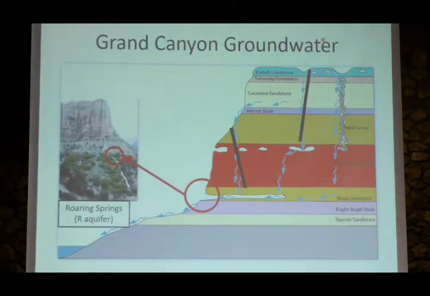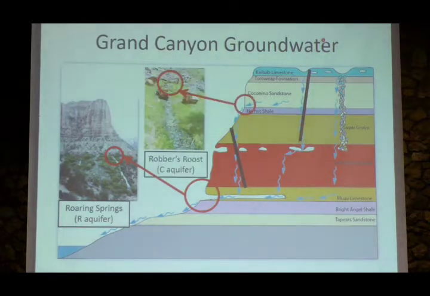And in this aquifer, we have Roaring Springs. Roaring Springs is a spring that emerges from our aquifer. It's very important. It is currently the only water source for all of Grand Canyon National Park, so we really care about this spring. The C aquifer does have springs as well. This is Robber's Roost. It is a historically important site, important for archaeological and for biological resources, but it's a lot smaller than that other spring.